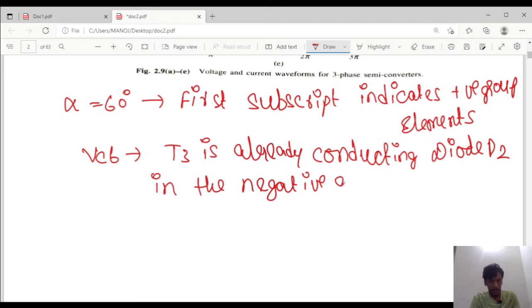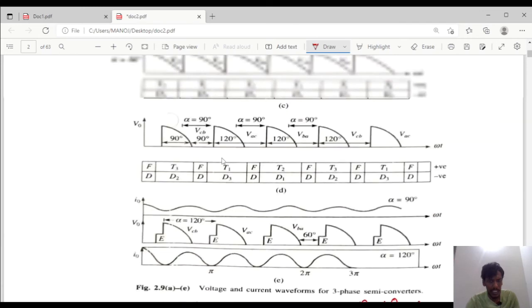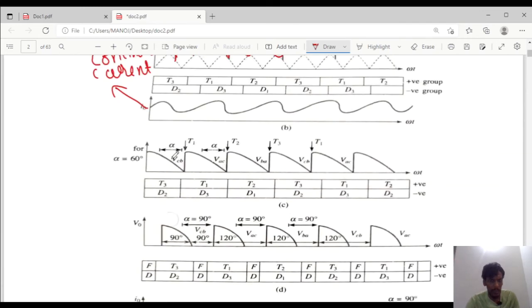Negative group. So here the voltage for VCB is shown. We will see in the diagram. For VCB, if you observe, T3 is conducting. Already T3 is conducting from alpha equal to 60 degrees. In the negative group, we will consider the diode D2. So T3 and D2 will conduct for 60 degrees.